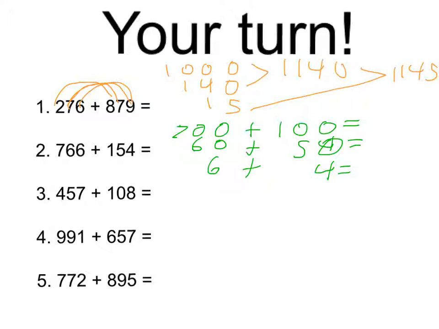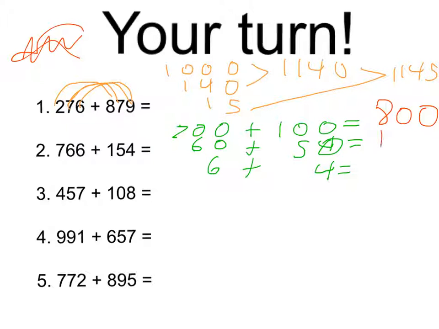700 plus 100 is 800. It's hard to do these and record them at the same time. I find myself thinking about what I want to say, and then whatever I'm drawing gets kind of messed up. Anyways, 700 plus 100 is 800.